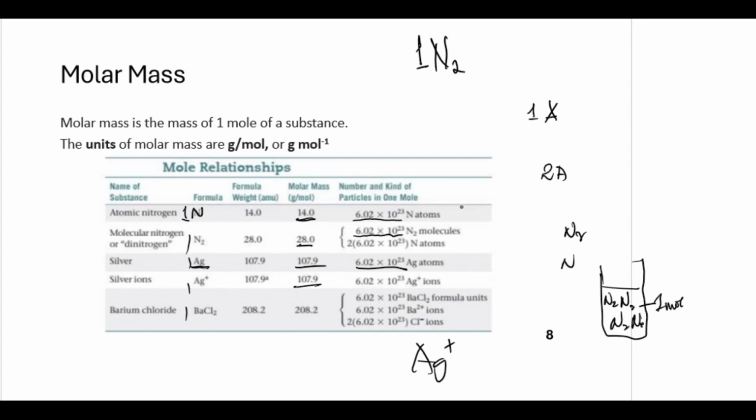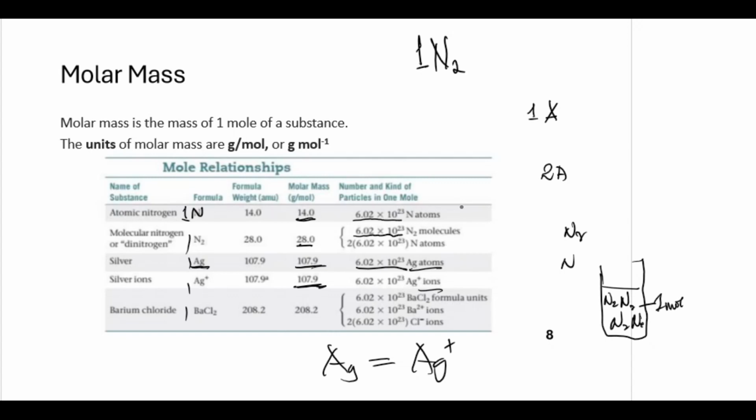So when you have Ag+, which is the silver ion, and Ag, the silver atom, they will have the same mass. This one lost one electron actually, but the mass of an electron is highly insignificant. So that is why this one has the same mass as silver. Silver ion and silver atom, they have the same mass. And then they have the same number of particles as well.